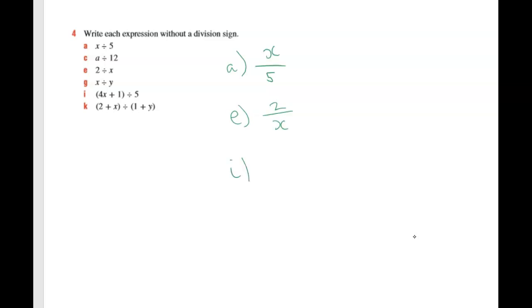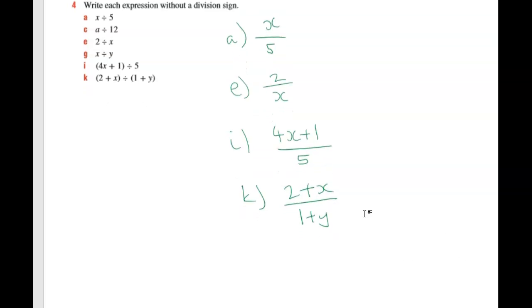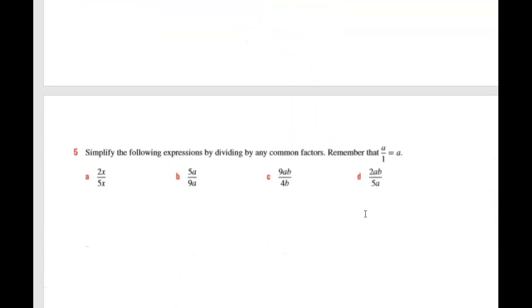And I, we've got a bracket there, so everything in that bracket goes on our numerator. And then our denominator is 5. And then looking at K, we've got 2 plus x all over 1 plus y. Okay, so your numerator and your denominator are just separated by that division sign. So I went through that one quickly, sorry. I hope that was okay.